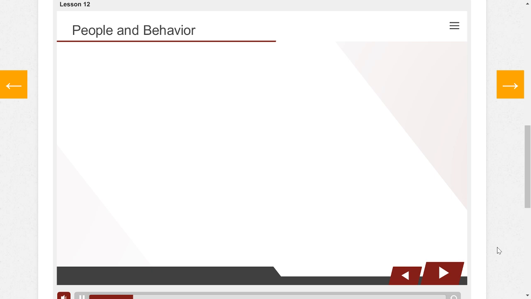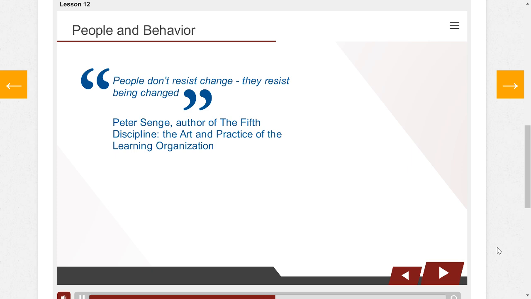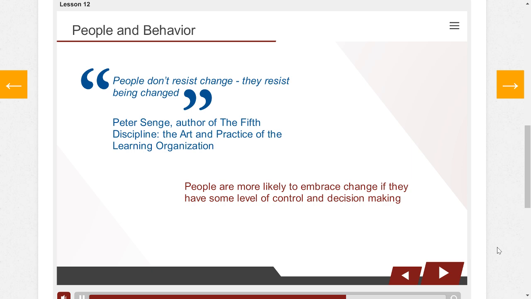Peter Senge is the author of The Fifth Discipline: The Art and Practice of the Learning Organization. He said, "People don't resist change. They resist being changed." This means people are more likely to embrace change if they have some level of control and decision-making in the process.